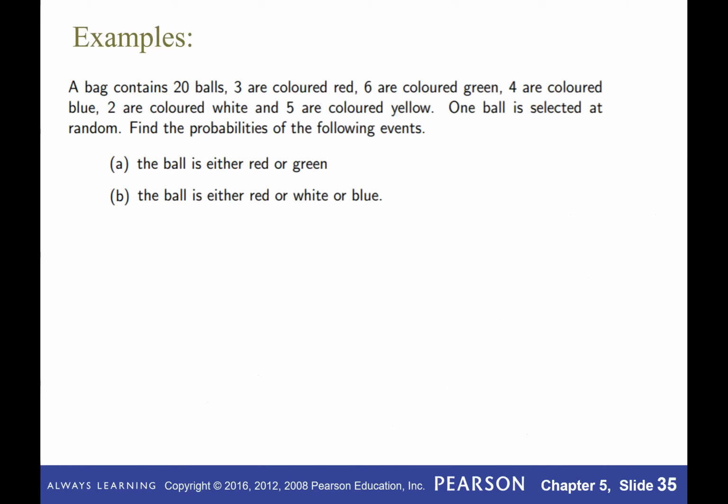Okay, so we have one more example here. A bag contains 20 balls. 3 are colored red, 6 are colored green, 4 are colored blue, 2 are colored white, and 5 are yellow. One ball is selected at random. Find the probabilities of the following events. Part A, the ball is either red or green. And part B, the ball is either red or white or blue.